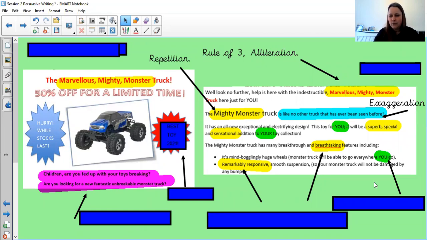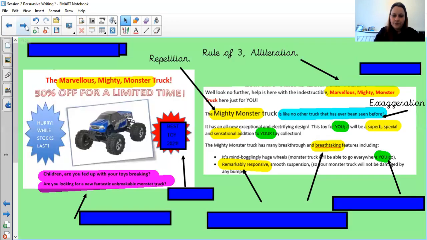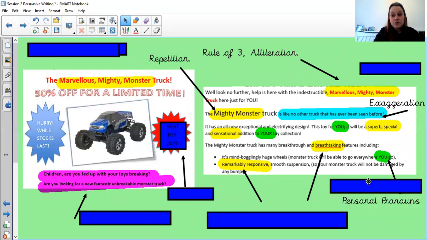So why have I highlighted the word you? It's everywhere you go. And I've highlighted it up here as well. Your toy. Why have I highlighted that? Can you think back to this list? Persuader. What's this an example of? So it's a personal pronoun, and it's already saying your toy collection, everywhere you go. It's almost assuming that this person is going to buy this truck because it's so good. So those personal pronouns just draw the reader in.